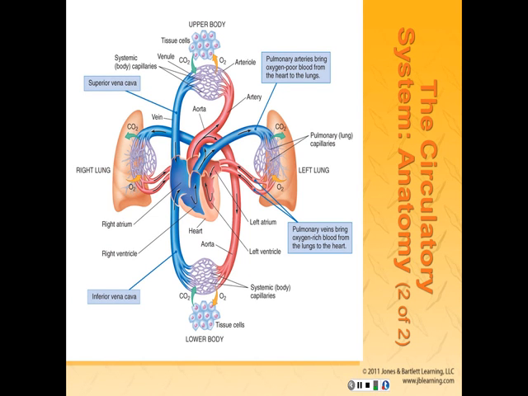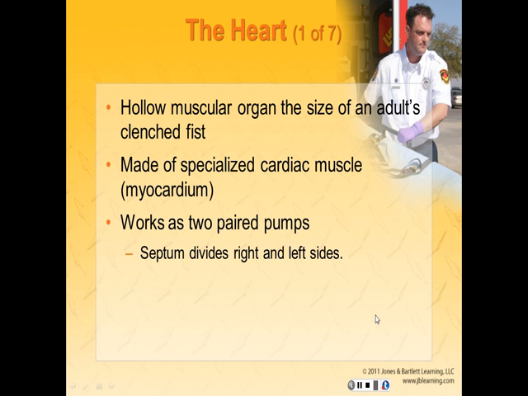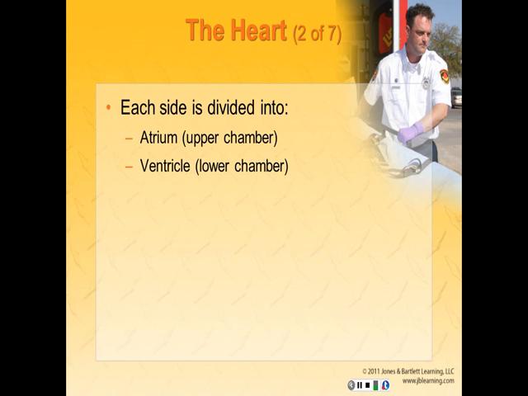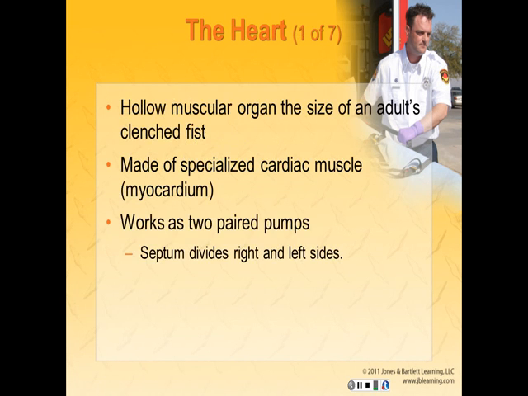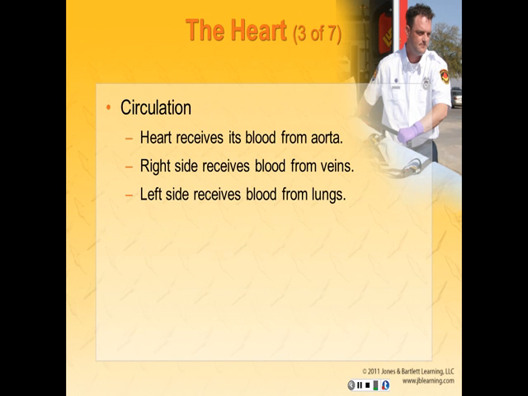Here is a great graphic representing the circulatory system anatomy. The heart is a hollow muscular organ the size of an adult's clenched fist. It is made of specialized cardiac muscle called the myocardium. It basically works as a double pump. The septum divides it into the right and left sides. Each side is then divided into the atrium, which is the upper chamber, and the ventricle, which is the lower chamber.